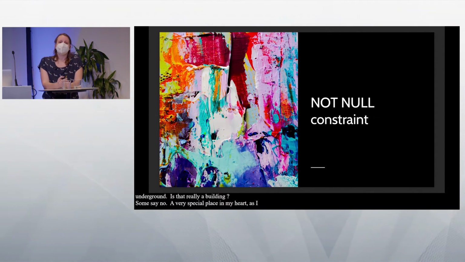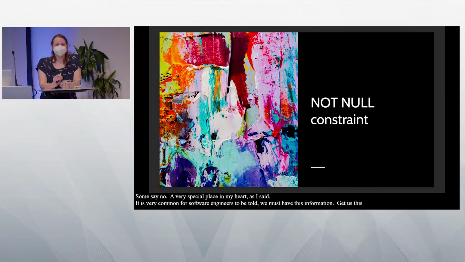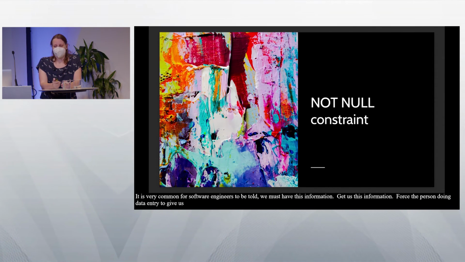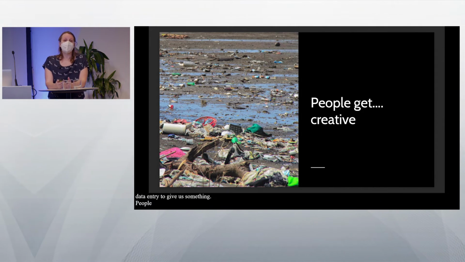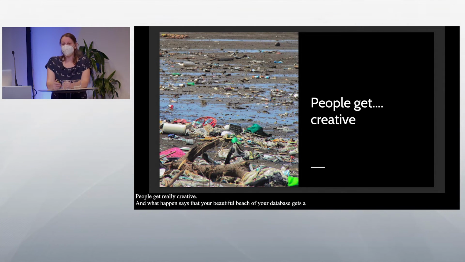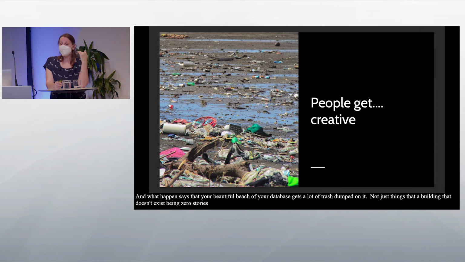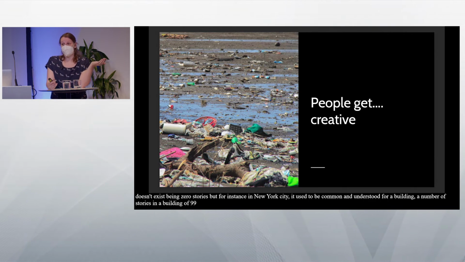It's very common for software engineers to decide that we must have this information. It's very, very common for software engineers to be told, we must have this information. Get us this information. Force the person doing the data entry to give us something. People get really creative. And what happens is that your beautiful beach of your database gets a lot of trash dumped on it. So not just things like a building that doesn't exist being 0 stories, but for instance, in New York City, it used to be really common and understood for a number of stories in a building of 99 or 100 to be a very obvious marker that this was, we don't know.